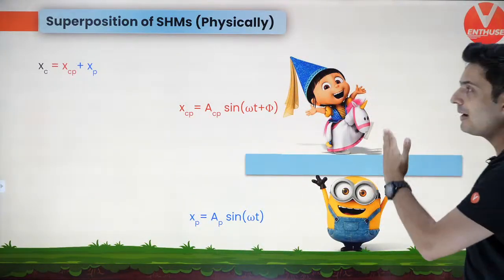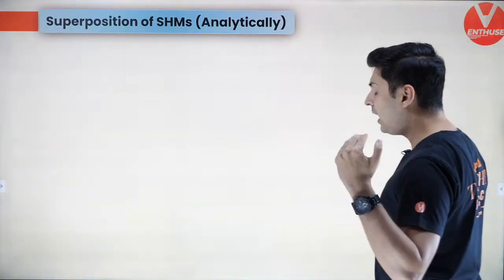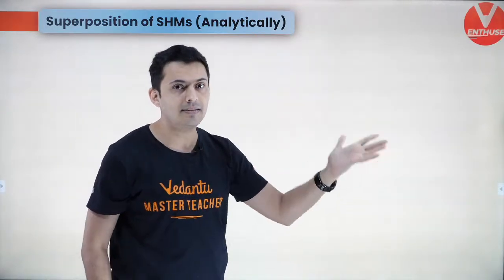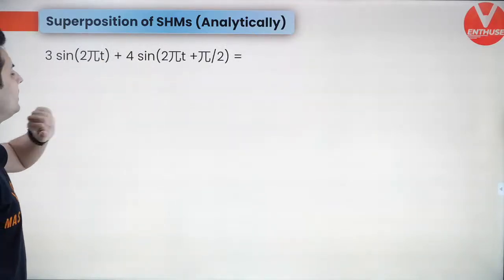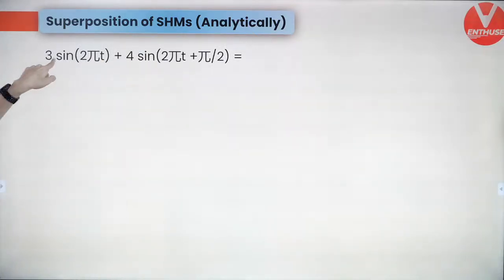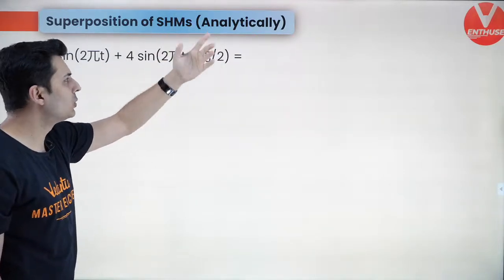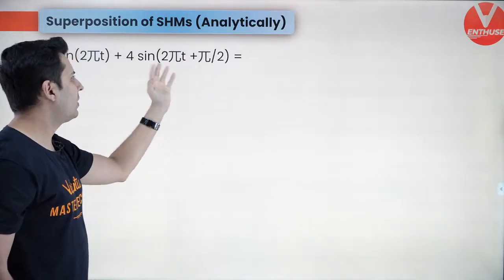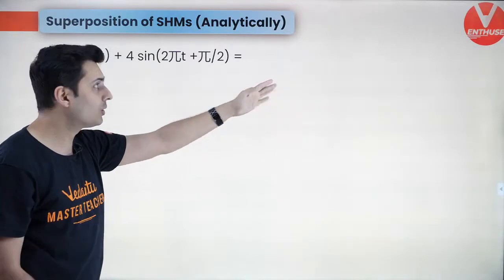Let's now see the mathematical meaning of this. Now, I'll give you two simple equations just to explain it, and then I will tell you how to solve them. Just imagine I ask you to add these two equations: 3 sin 2πt plus 4 sin(2πt + π/2). You'll be like, sir, I know what to do. I can expand this, or I can use the sin(θ + π/2) formula and I can get it. Yes, very good, you can do that.